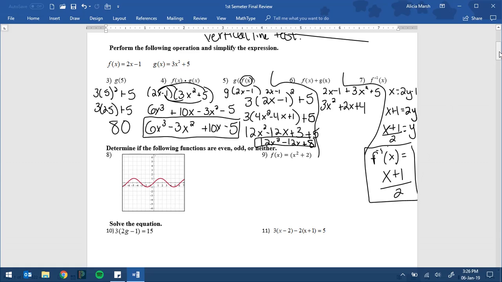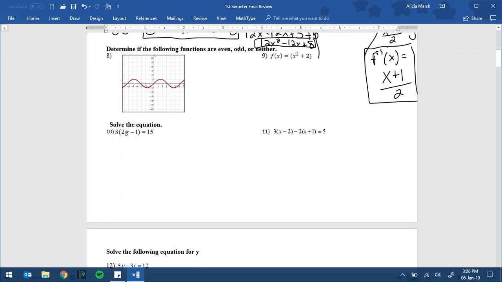Okay. Take a look at number 8, even, odd, or neither. So remember, even means that it folds along the y-axis perfectly and lines up. Odd means the first quadrant will line up with the third quadrant. Or another way to look at it is if I fold over the y-axis and then I fold over the x-axis, it will match. Which if I look at this, notice if I fold it over the y-axis, it's going to be right here, right? And if I fold it over the x-axis, it's going to line up perfectly with that one. So this is an odd function.